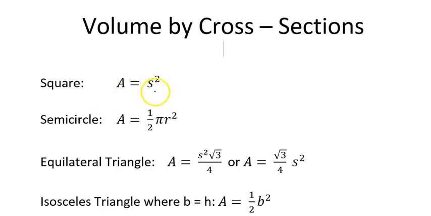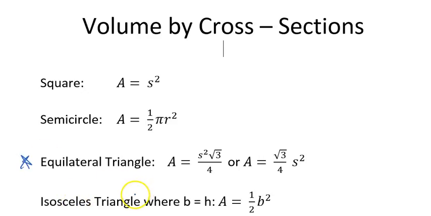A square is base times height, but since they're the same, you can just say side squared. A semicircle, which is half of a circle, is 1/2 of a circle formula, so 1/2 pi r squared. Now, you may not have been exposed to this one. This is the equilateral triangle formula, and it is side squared times the square root of 3 over 4, or you can write it as the square root of 3 over 4 times the side squared. That, again, is maybe not one that you're familiar with, but you might want to memorize. So I'm going to put a star beside that.